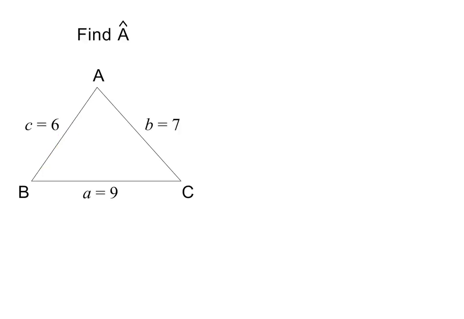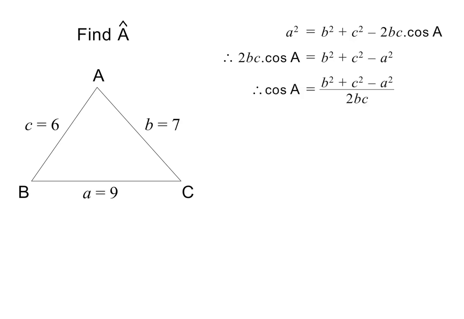Let's do another example together. We are given the length of 3 sides but no angle. We are asked to find angle A. When given 3 sides and asked to find an angle, we do not use the cosine rule in this form. We need to rewrite it so that cos A is on the left-hand side. We then divide both sides by 2bc to get cos A on its own on the left-hand side. It is now in the correct form to find an angle when 3 sides are given.